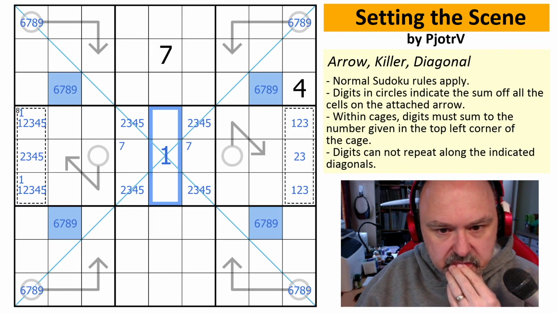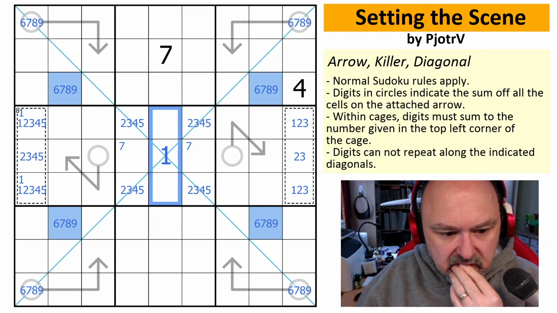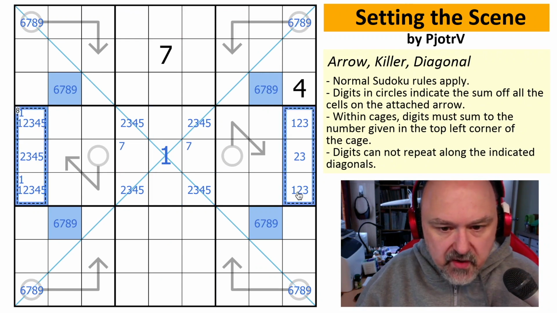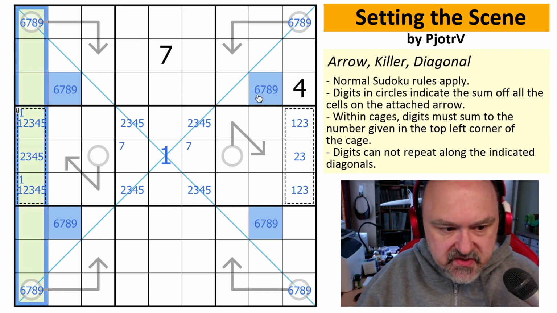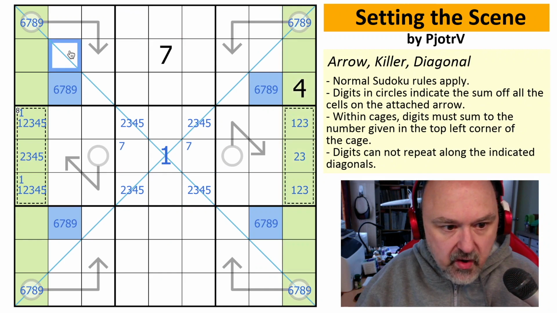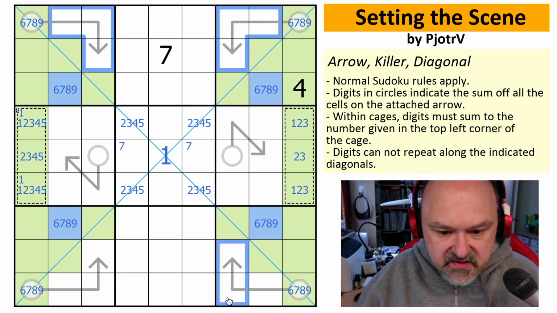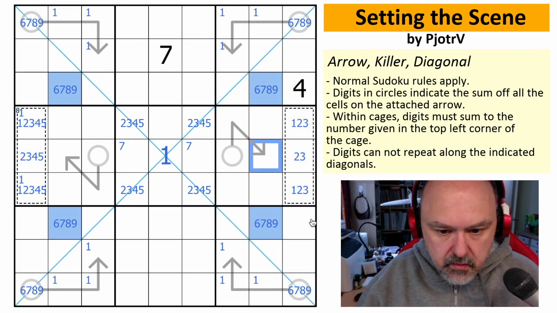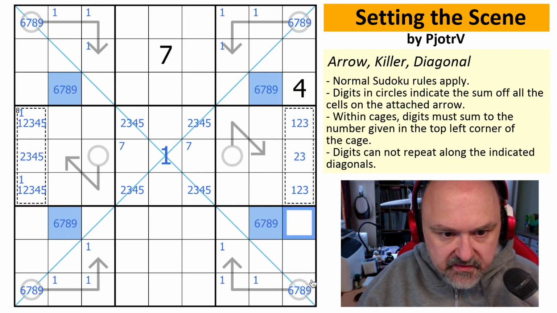So, where do we go next? Oh, one must be in here, one must be in here. So one can't go in any of those cells, one can't go in any of those cells, one can't go in any of those cells, and one can't go in any of those cells. One is forced on to every single arrow. That's clever.